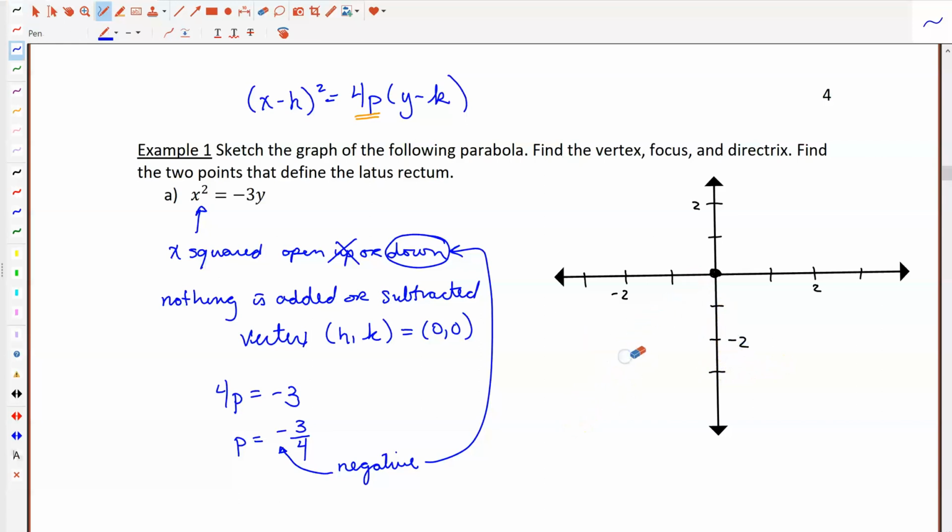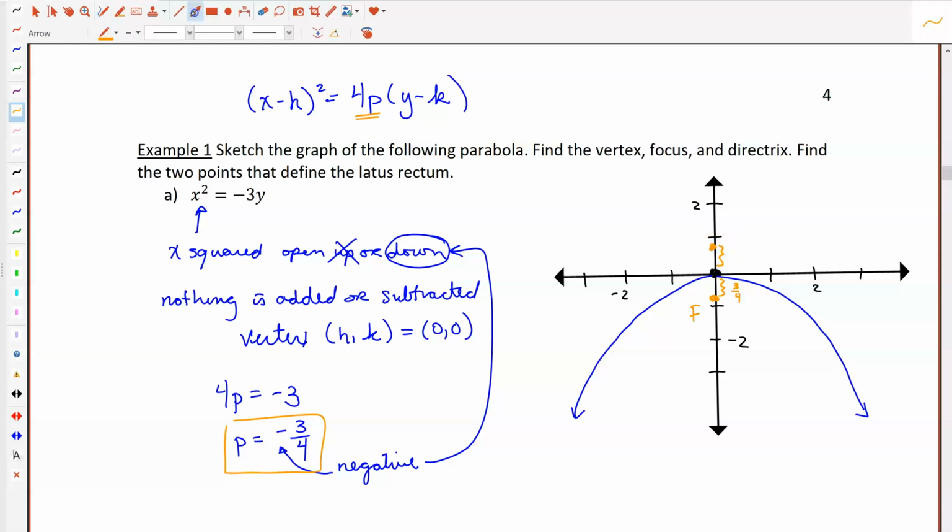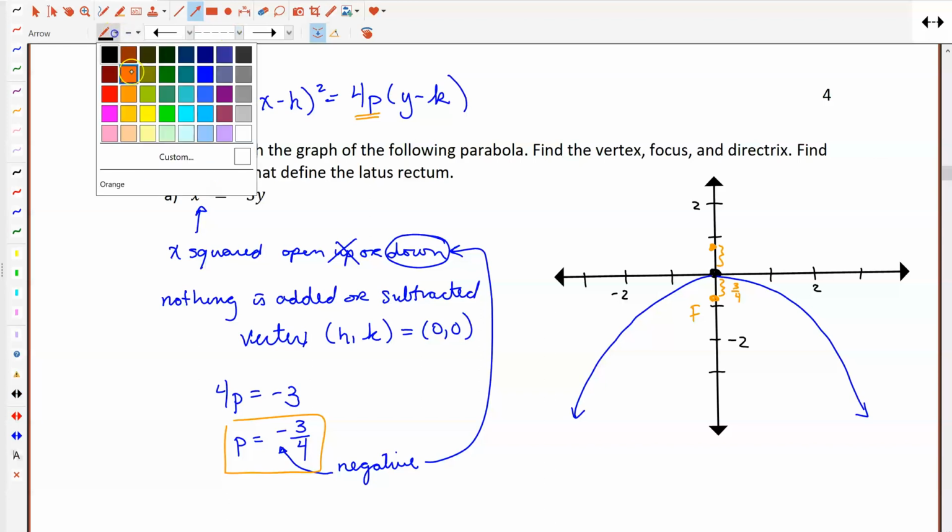Just go ahead and sketch this. I know this is going to be opening downward. I might have to adjust it later, but I'm just trying to get my bearings on what's going on here. This value for p is important because from this vertex, we're going to go down 3/4, and that's going to get me my focus. And I'm going to go up 3/4, and that's going to get me my directrix.